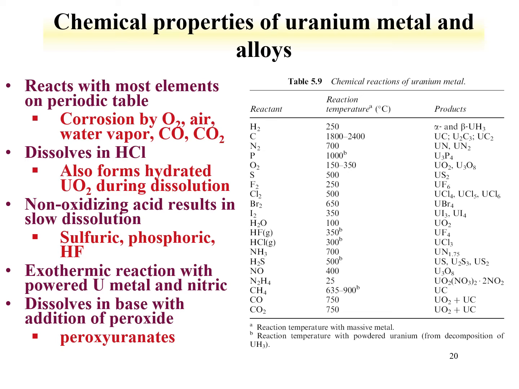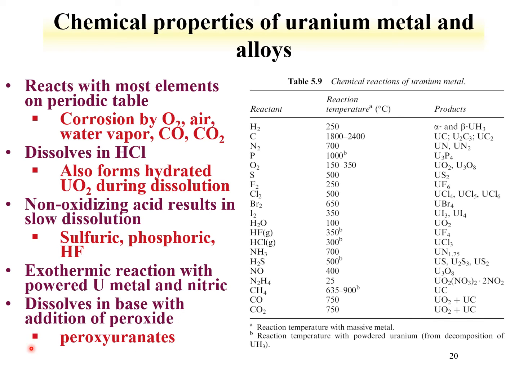The metal dissolves in HCl, and non-oxidizing acids can result in slow dissolution. The metal, especially if it's powdered, large surface area, forms lots of heat when it is dissolved in nitric acid, and it can dissolve in a base with the addition of peroxides.